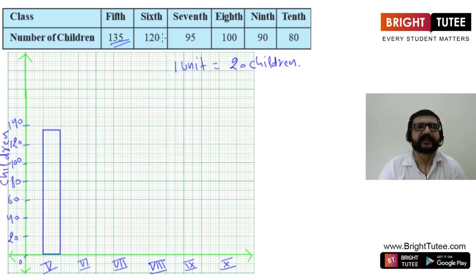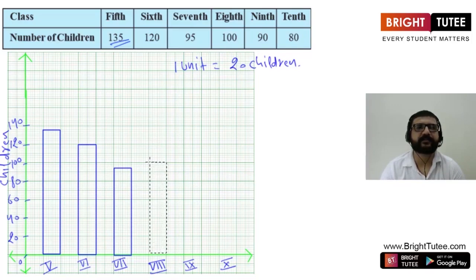Now the number of children in 6th class are 120. So the bar will be of the height 120. And then in the 7th class there are 95 students, or we can say 95 children. So its bar will be like this. And then for class 8 it is having 100 children. So its bar will be having a height of 100.